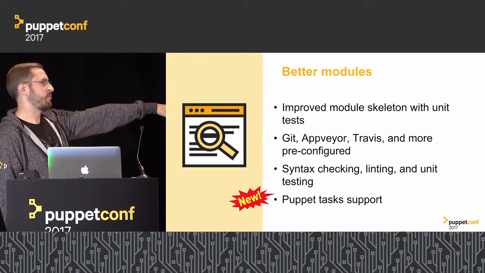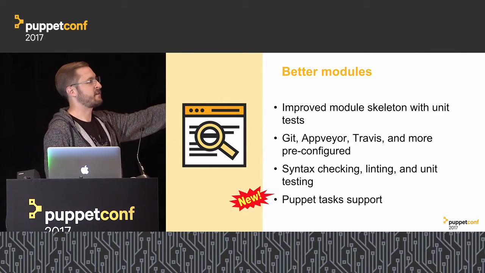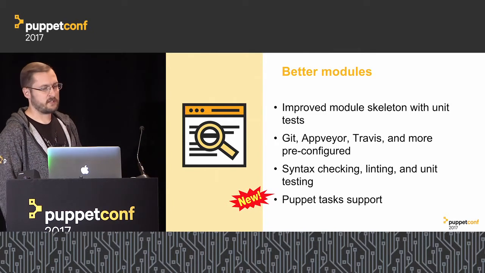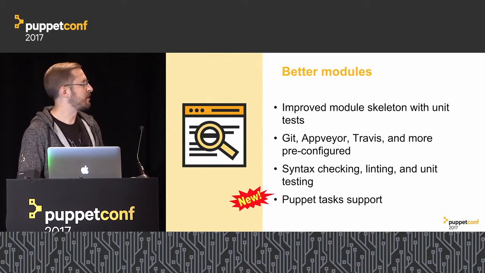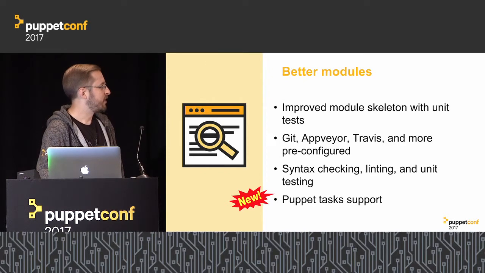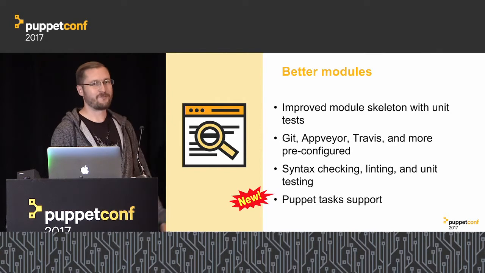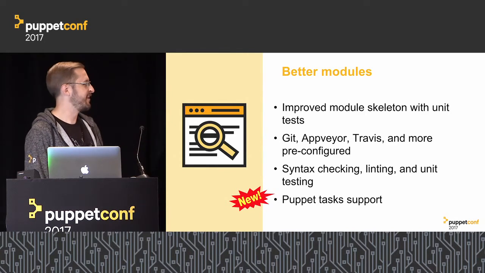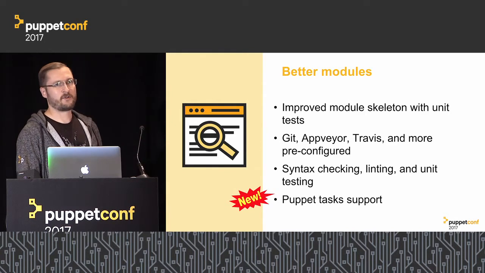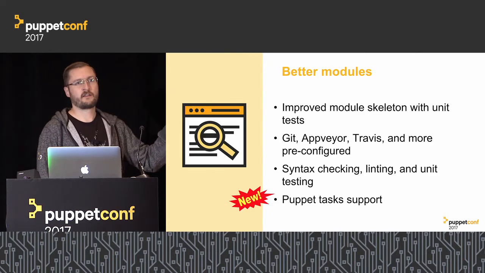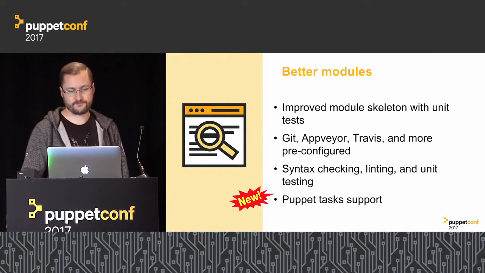And as I said, there's a lot of people that just aren't doing syntax checking and linting and unit testing, and they're finding bugs when they deploy to production, which isn't ideal. And then Lindsay made us put in a thing about Puppet task support. So you may have heard something about Puppet tasks today, and the PDK can help you generate those scripts and especially generate the metadata that's going to help people use them.